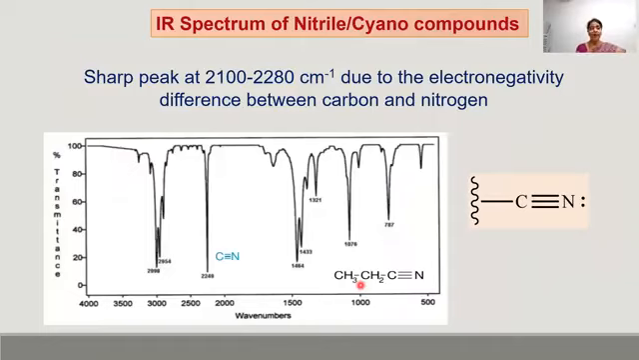In the case of nitrile, C triple bond N is a polar bond. Because of the high polarity and the high value of force constant for a triple bond, the vibrational frequency is shifted towards a higher value, and the C triple bond N shows absorption at 2248, or 2100 to 2080 centimeter inverse.